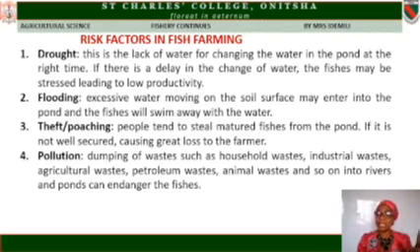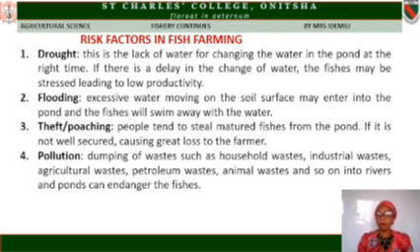If there is any delay in the change of water, the fishes may be stressed, leading to low productivity, thereby causing loss of resources for the farmer. Then 2, flooding. Excessive water moving from the soil surface may enter into the pond after rainfall, and the fishes will swim away without water, causing losses for the farmer.